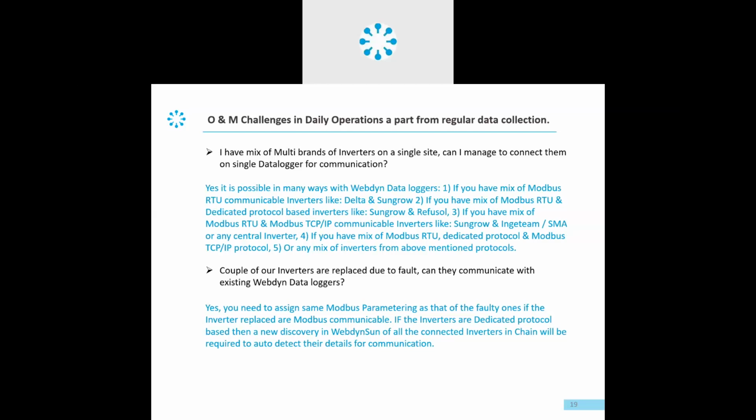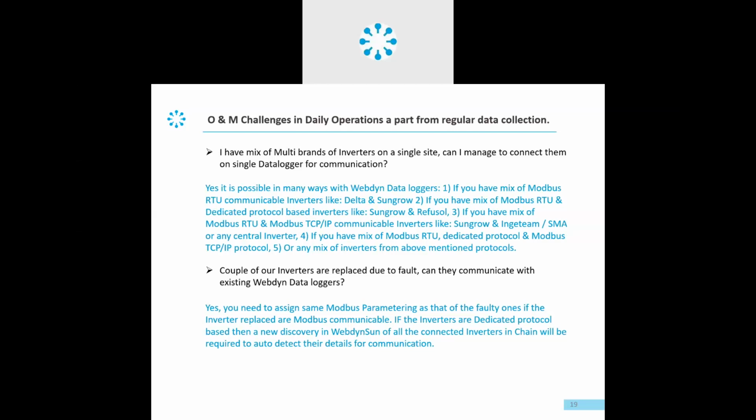Couple of our inverters are replaced due to fault. It's a practical situation that the plant has been running for some months or years, and one or two or three of the inverters or any Modbus device have become faulty. Can the replacements communicate with existing Webdyn data loggers, since their configuration has changed? Yes, you just need to assign them, if they are Modbus inverters, the same baud rate, the same parity, and the same address ID that the old ones had. Once they are configured and properly connected in the chain, they will be automatically detected by the device and will start communicating.